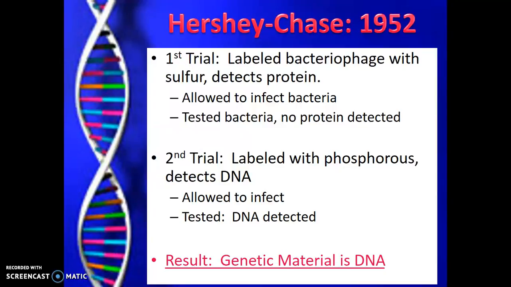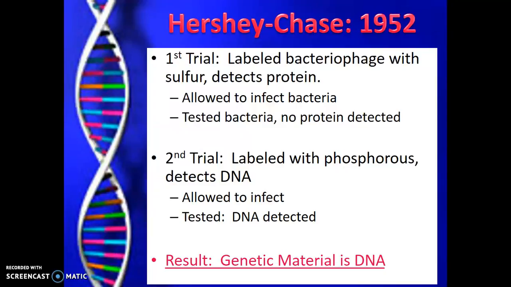So they ran trial number 2, where they were testing to see if DNA was the genetic material. They used a radioactive phosphorus because phosphorus will chemically attach to DNA, but it will not chemically attach to protein. So they did the same thing. They soaked the bacteriophage in the radioactive phosphorus for a while, and then allowed the tagged bacteriophages to infect the bacteria, and then they tested the bacteria, and they found out that the bacteria were glowing with the radioactive phosphorus because the virus had injected its DNA into the cell.